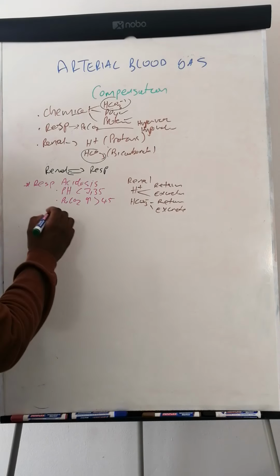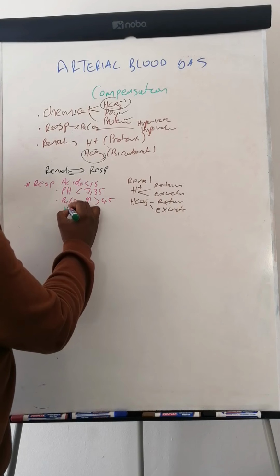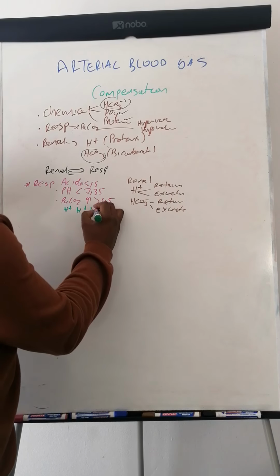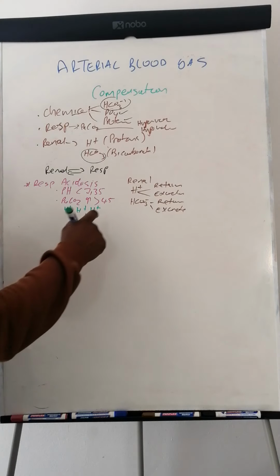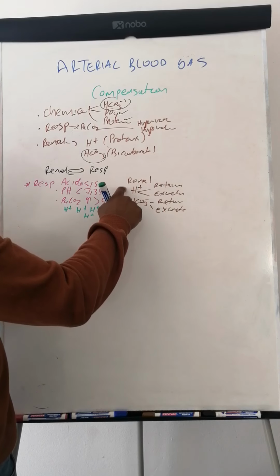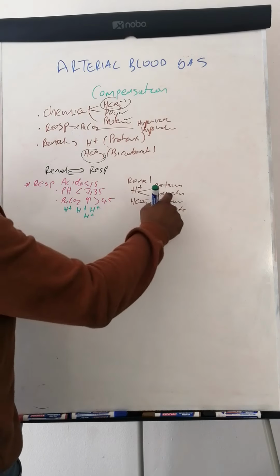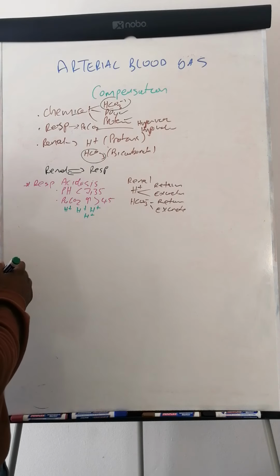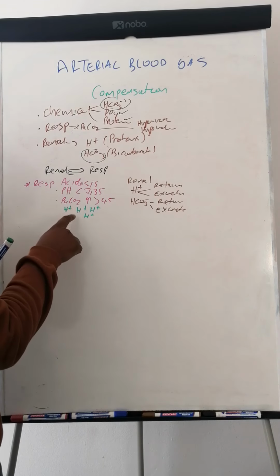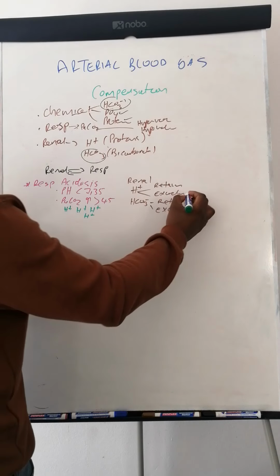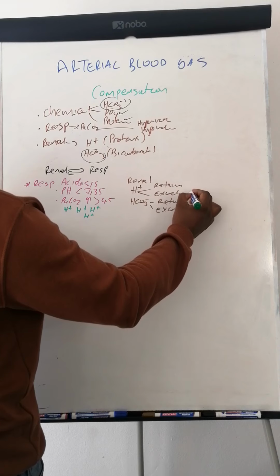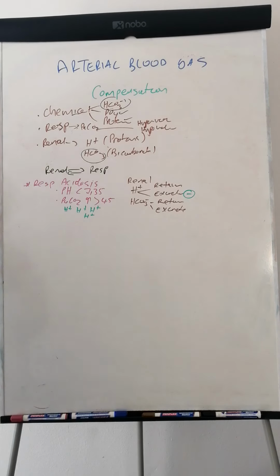So when you've got acidosis, it means you've got a high concentration of protons already in your blood. So retaining them is not going to make sense, because if you keep them in the body, you will be adding protons to the protons that are already increased. So in this case, you must get rid of this. It means you must excrete the protons.